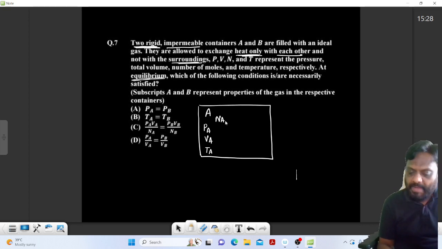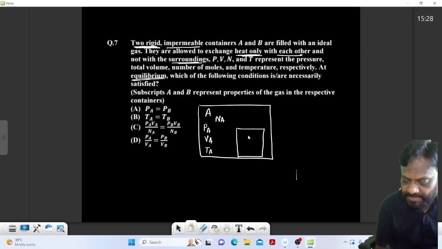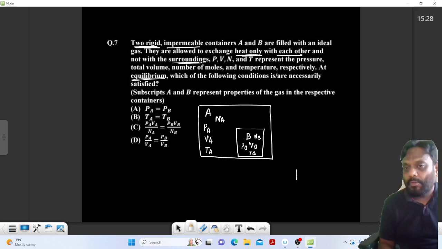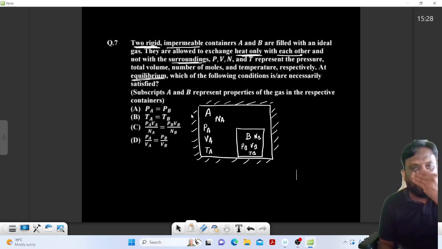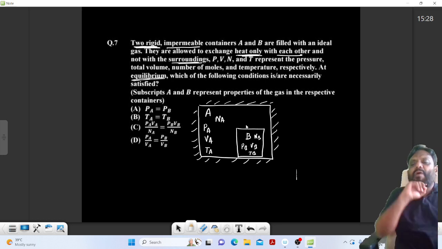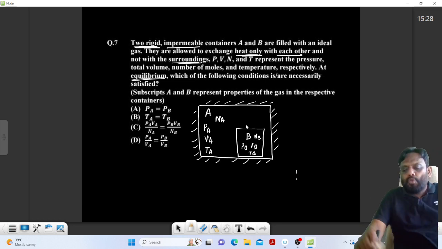Excellent, sir. Now, let us take another container, B. Let PB be the pressure, VB be the volume, TB be the temperature, and NB be the number of moles. Now look at it. And clearly he said this system is not allowing heat transfer with surroundings. Impermeable means this cannot flow, internally they cannot flow. Impermeable, rigid containers, both are rigid containers.